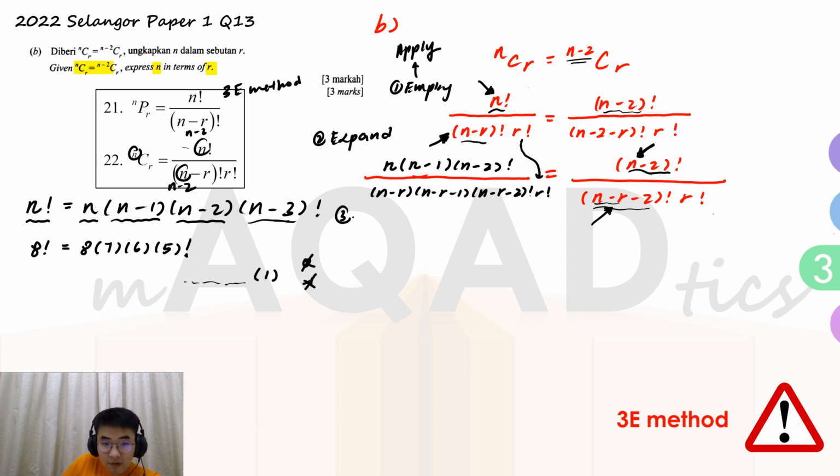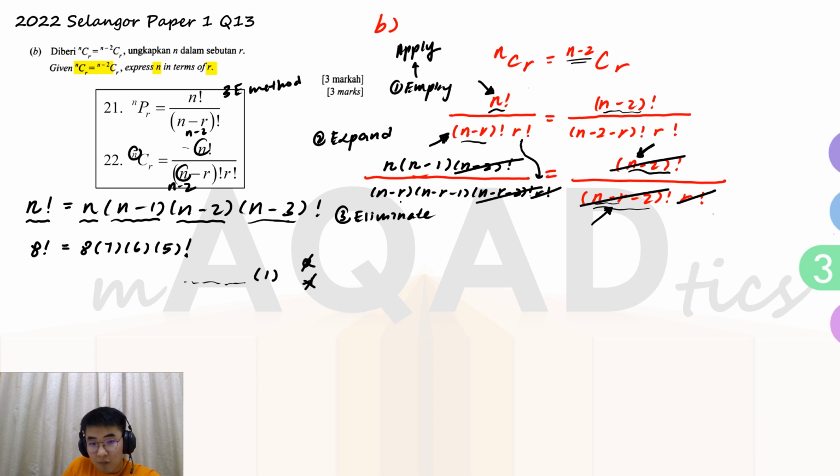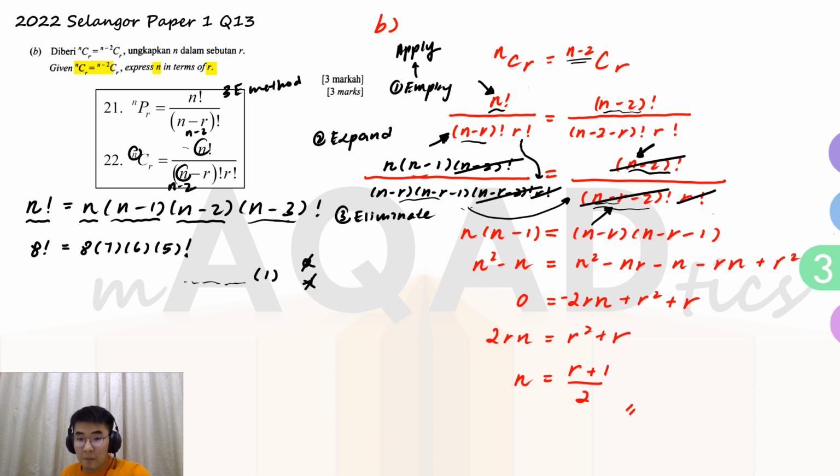So this brings us to the third E, which is eliminate. Meaning for left side and right side, if we have the same factorials, we can just cross it off. So here n minus 2 can cross it off, n minus r minus 2 can cross it off, and r as well. So now I will bring this to the right side. Okay, so here would be our simplified equation, and now we just need to further simplify.